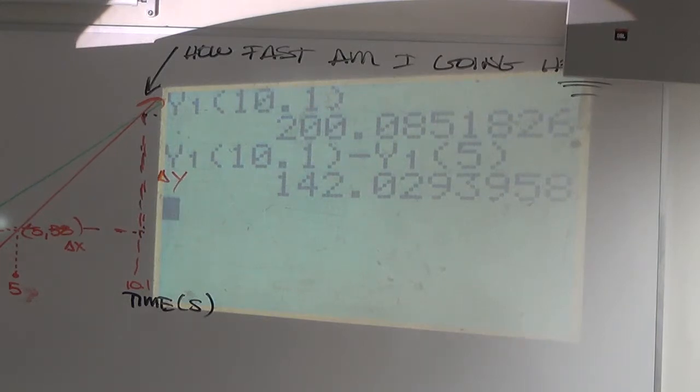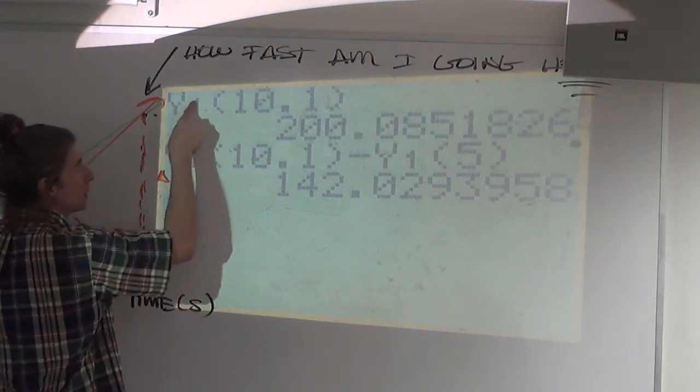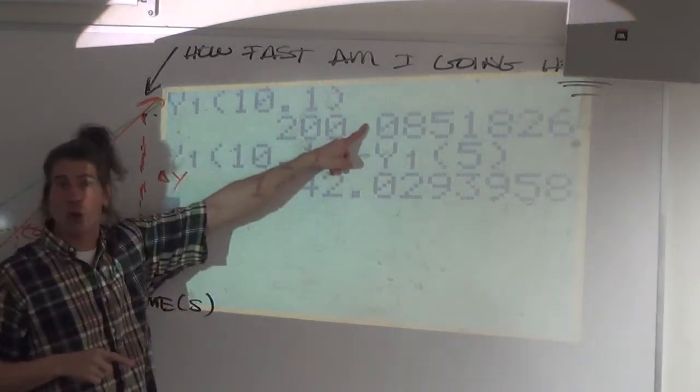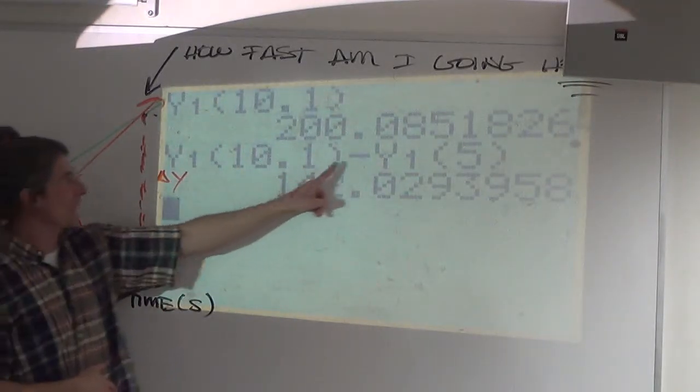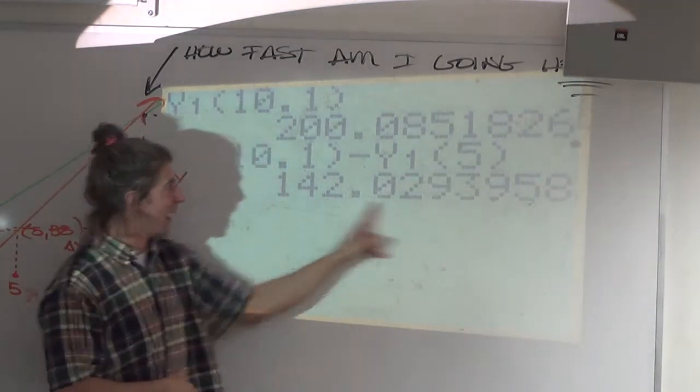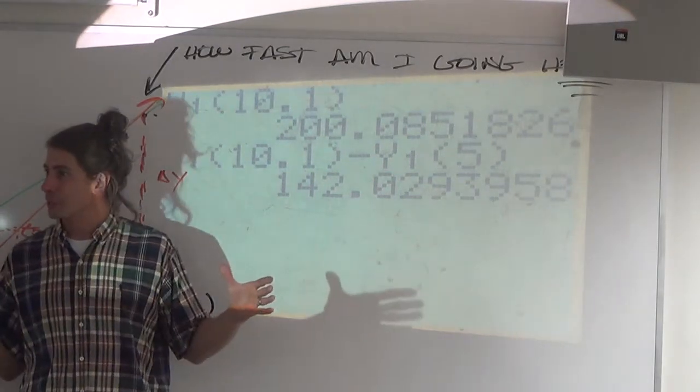Yes, good, Kelly. What is Y1 of 10.1? I have a question. How many of you in Math 95 study function notation, f of x? If you didn't, you're learning it right now. That's totally fine. The f is the same as y. What is the y value when x is 10.1? It's 200. So if you take the y value when x is 10.1 and take away the y value when x is 5, they're different by 142.